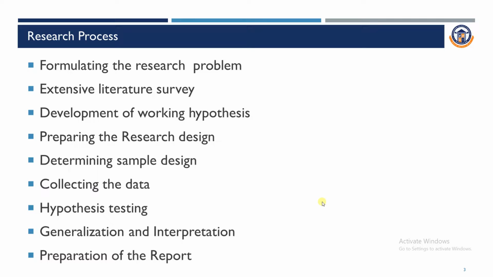So, your research work process steps consist of formulating the research problem, extensive literature survey, developing your working hypothesis, preparing your research design, determining your sample design, collecting your data. After collecting, you go for editing, coding, tabulating, and then you go for hypothesis testing. Then you come up with your interpretations, generalization of your interpretations, discussion with your earlier outputs that you have collected in your literature review, and then finally you go for your report preparation. This is the research process.